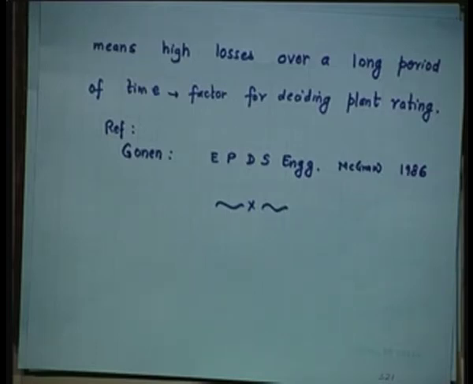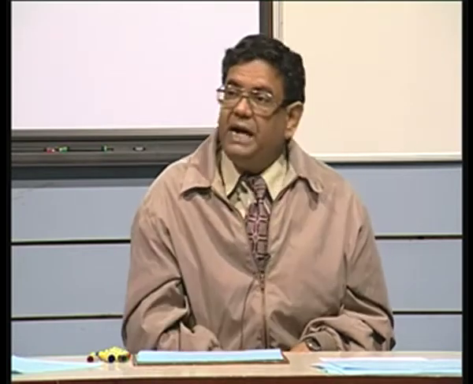As I told you, the reference book is Gonen, which is the best book. The title is Electrical Power Distribution System Engineering, McGraw-Hill, New York, 1986. There is one Indian book as well by Pabla. It is in its 4th edition, and that is a wonderful book written by a practicing engineer. Not many practicing engineers write books, and you can have a look at that book also. So, this is what the distribution system is all about.